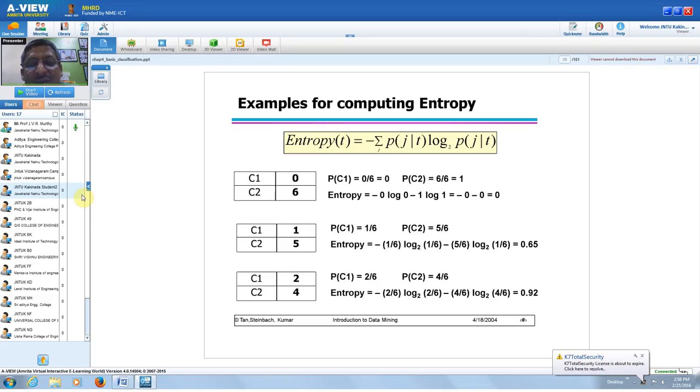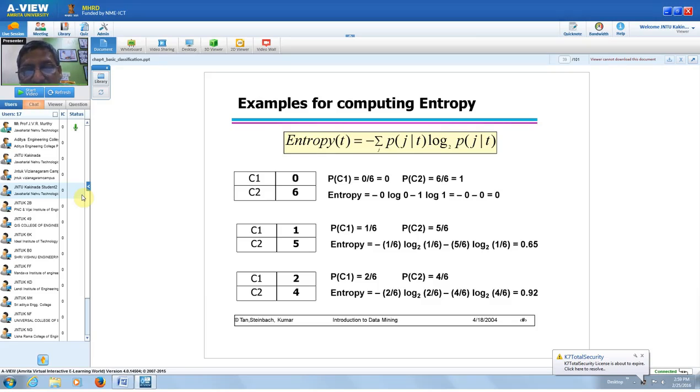See, if you consider again classes, there are a total of 6 elements, C1 and C2, 0 and 6. Your probability of C1 is 0 by 6, probability of C2 is 1. Entropy is minus 0 log 0, minus 1 log 1. This is 0. And if 1 and 5 is the distribution, probability of C1 is 1 by 6, C2 is 5 by 6. So your entropy is minus 1 by 6 into log 1 by 6 to the base 2, minus 5 by 6 into log 5 by 6 to the base 2. That is 0.65. See, when you have 1 and 5, one small impurity is there. Entropy is 0.65. Previously it is 1. The entropy is decreased to 65%.